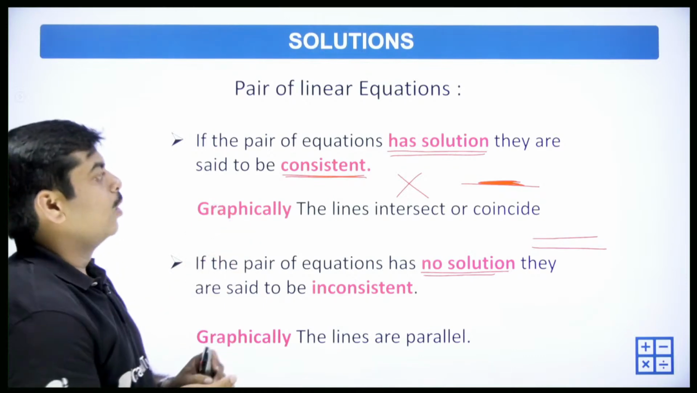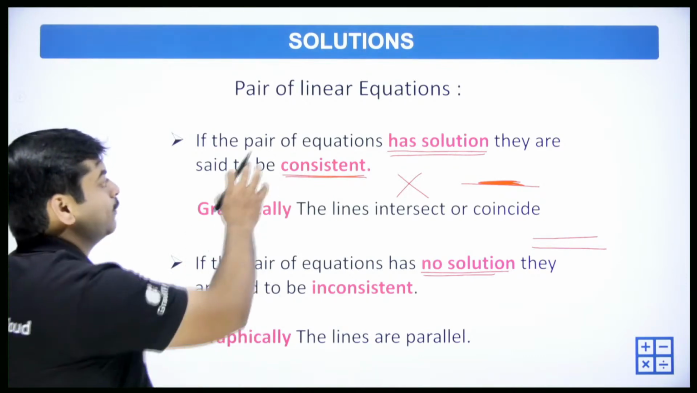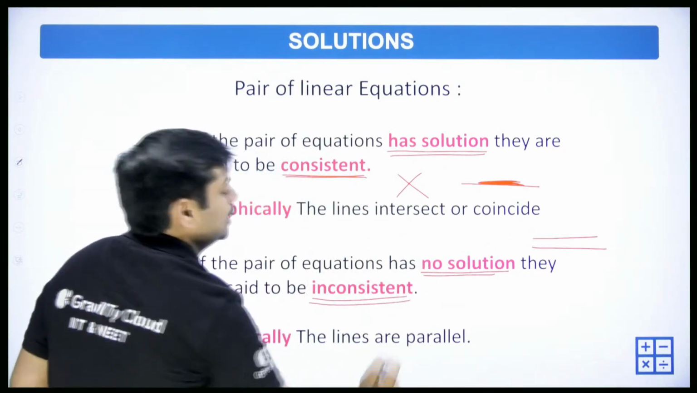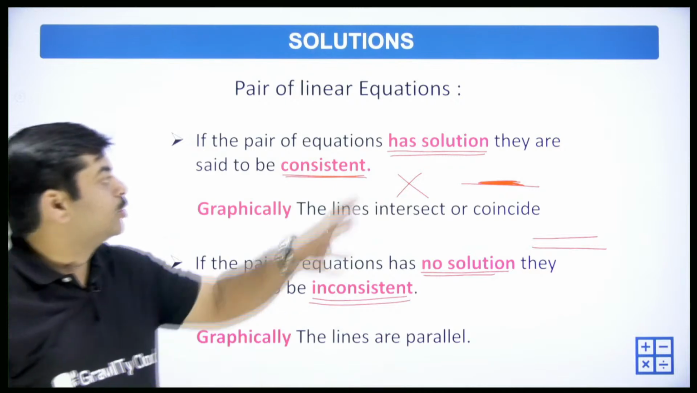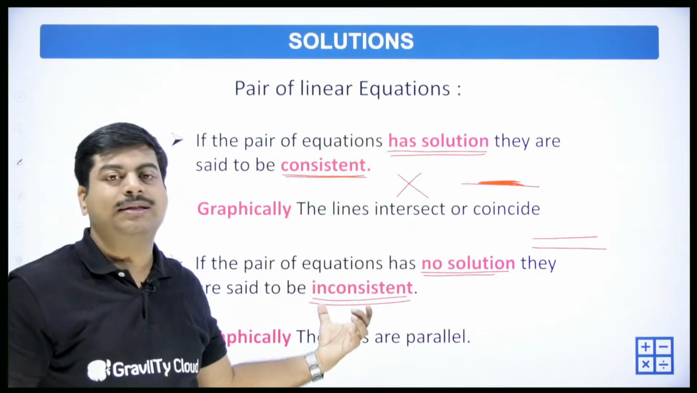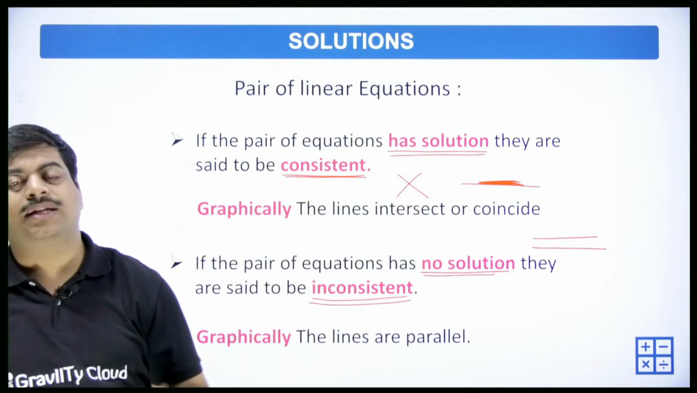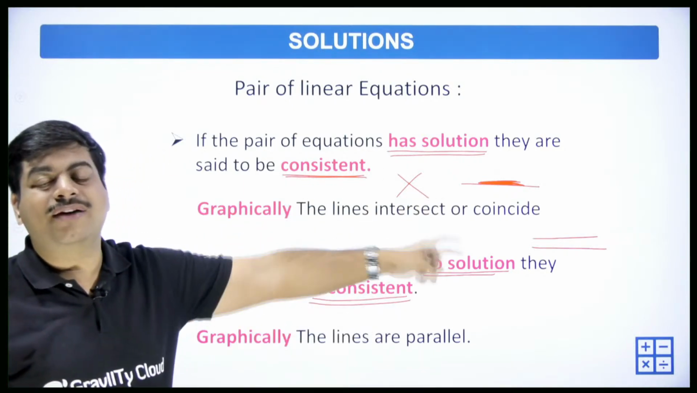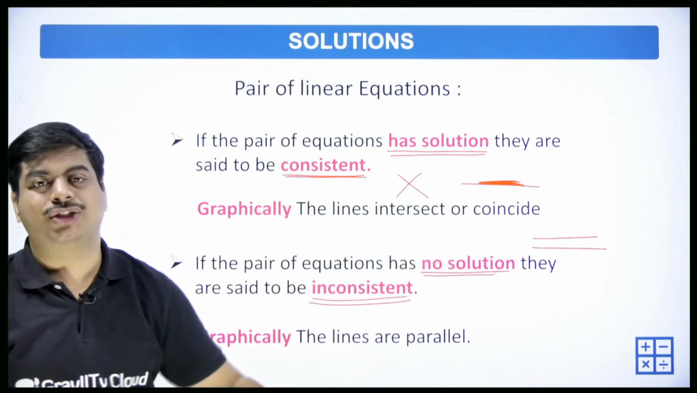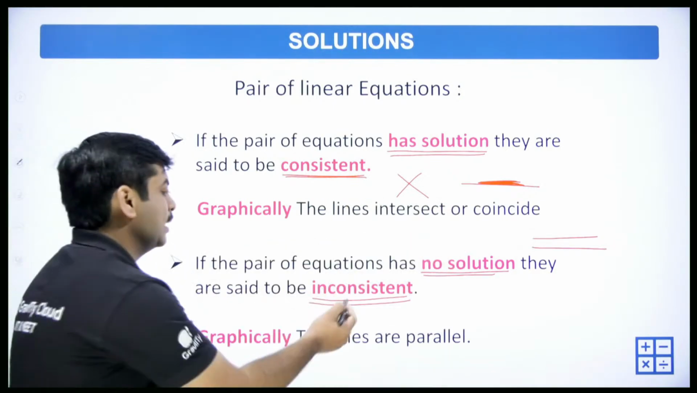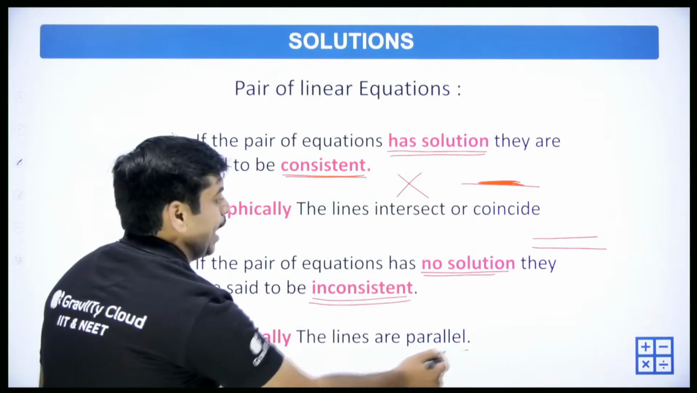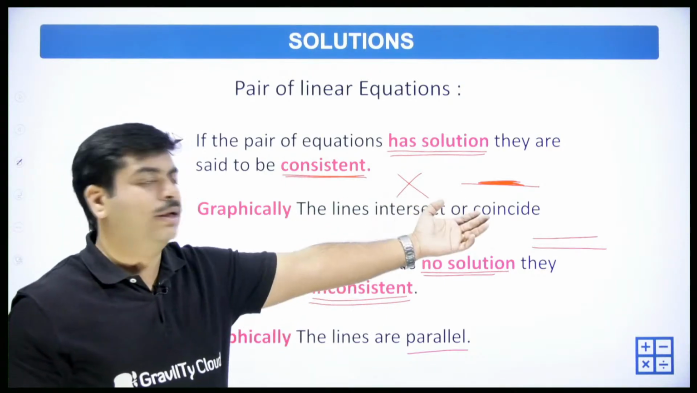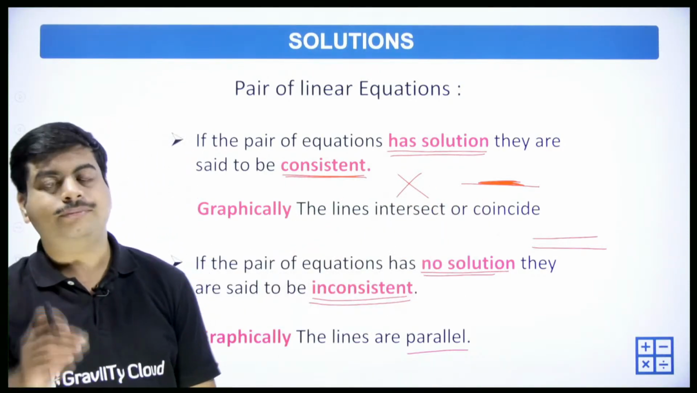Once again, let's discuss all these points. If the pair of equations has a solution, we say consistent. If they don't have a solution, we say inconsistent. When we have inconsistent, the lines are parallel, because parallel lines will never intersect, will never touch, will never meet. Inconsistent means no solution, which means parallel lines. And when we have a solution, it may be intersecting or coincident lines.